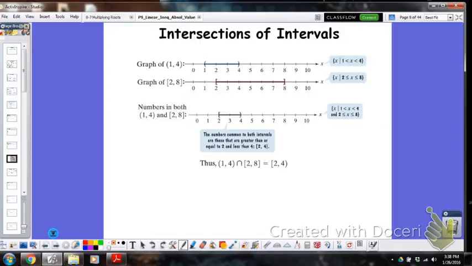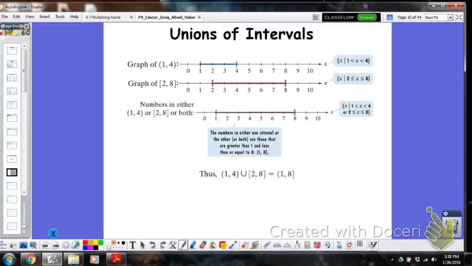So here we have the graph of 1 to 4, not including 1 or 4. And notice there are parentheses at the 1 and the 4. And then we have the graph of 2 to 8, including both. And we're finding the intersection of both. So that is where they overlap. If we were to take each of these graphs and put them on one number line, it's where they would overlap. And that is in the third graph. So you would say that this is the intersection of 1 to 4 and 2 to 8. So therefore it is 2 to 4, including 2 and excluding 4.